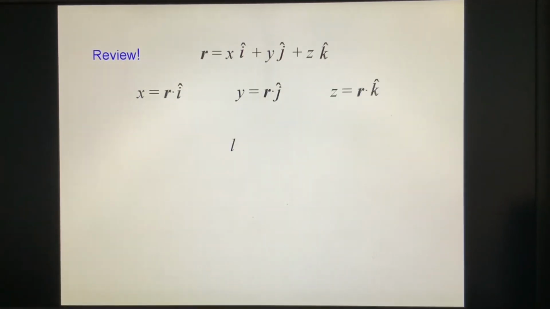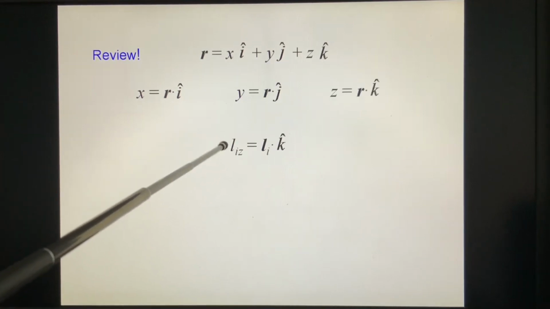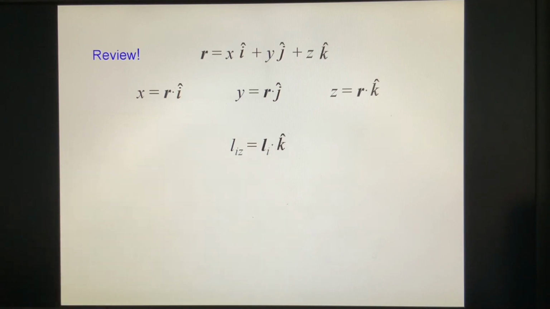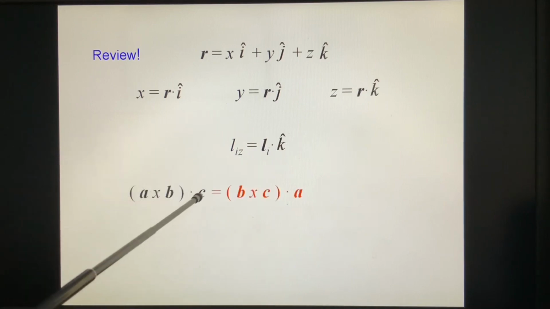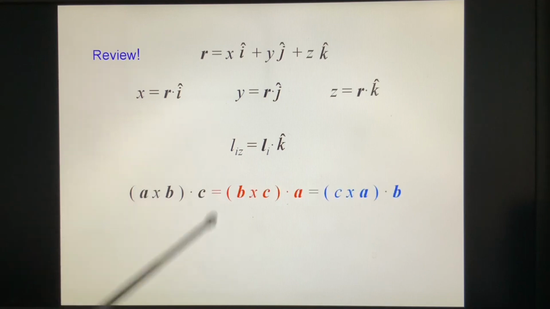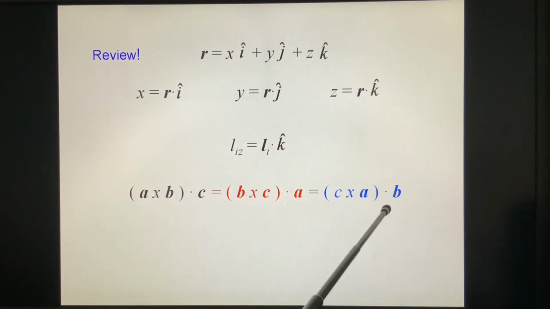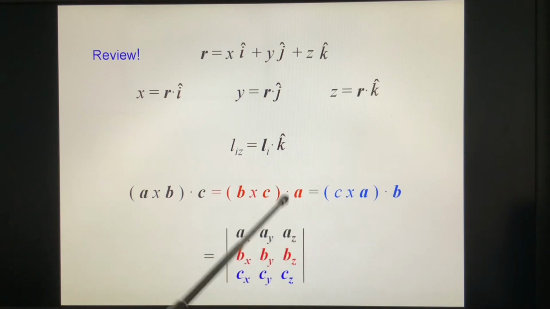Now, if we have a vector Li, we want to find the z component, which is Li dot k. Another formula is (a cross b) dot c. You can rotate it to (b cross c) dot a, and then (c cross a) dot b. Actually, this is a matrix with rows ax ay az, bx by bz, cx cy cz. You can rotate them, and you get the same value.